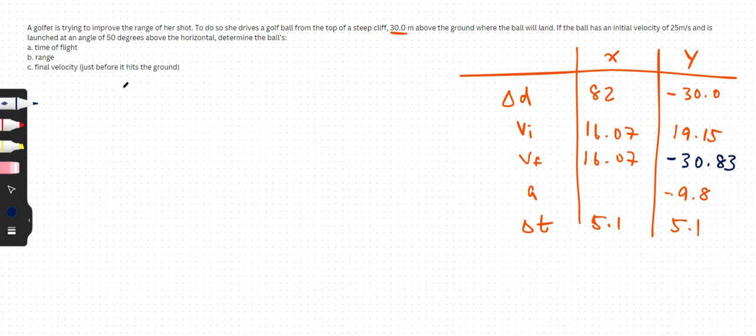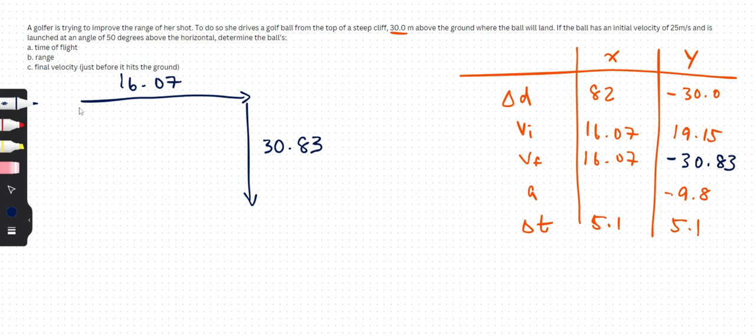And now all we need to do is find the total final velocity. So let's draw the triangle again. This is going to be 16.07, and since it's negative, it's going to go down. And when we're finding the total velocity, we don't really need to worry about the negative signs. We just want to find the number. So we're looking for this.